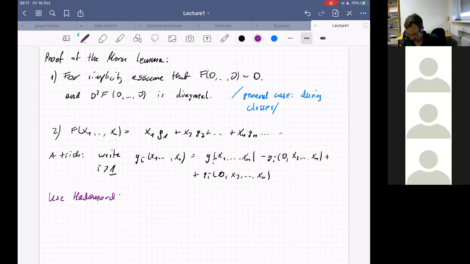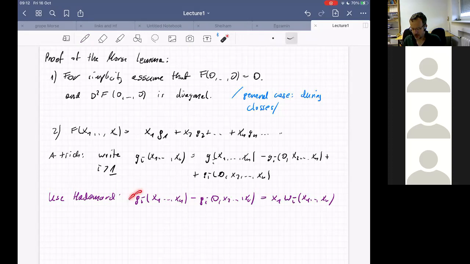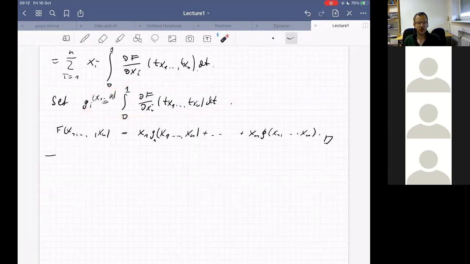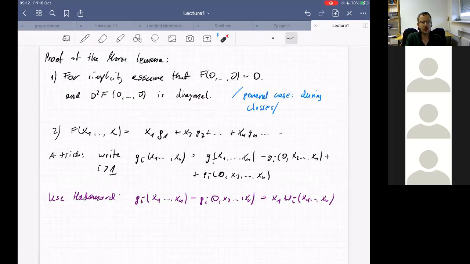Well, I use Hadamard with parameters, but it's perfectly fine to write gi of x1 ... xn minus gi of 0, x2 ... xn equals x1 wi of x1 ... xn. Now you might wonder why I am allowed to do this, but I use the same argument as in Hadamard's lemma, and I get essentially the same definition, but I use it only with respect to one variable, with x1 being in here. This is again Hadamard's lemma.